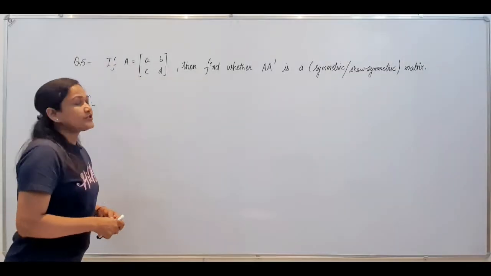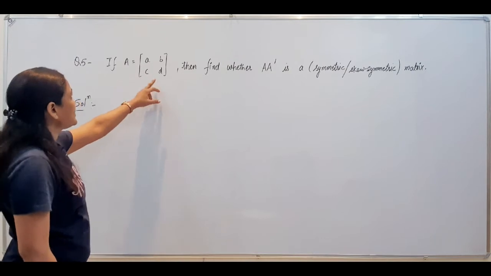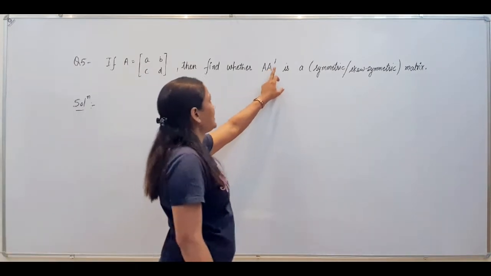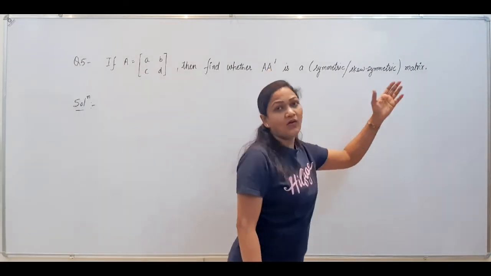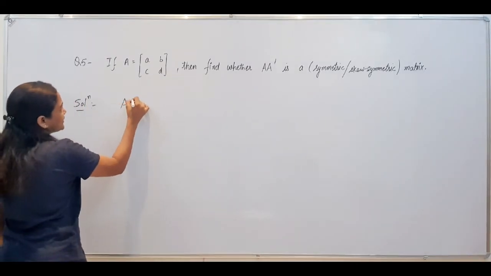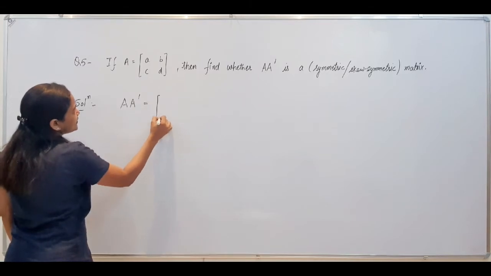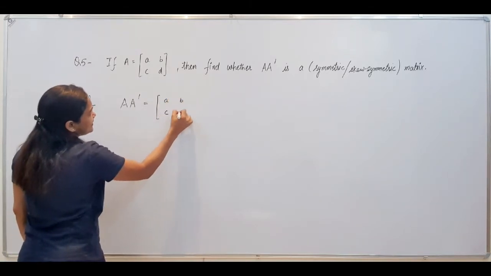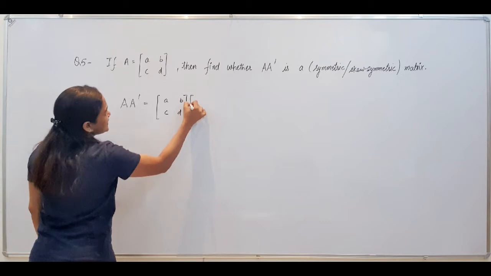The optional part of question 5 is, if A is equal to this matrix, then find whether A transpose is a symmetric or skew symmetric matrix. So let us find out A transpose. What is your A? A is [a b; c d]. And what is A transpose?